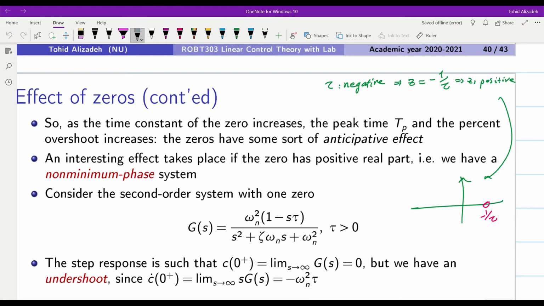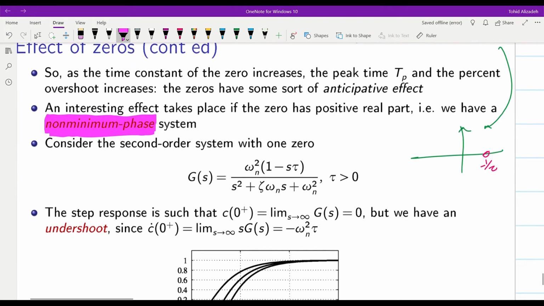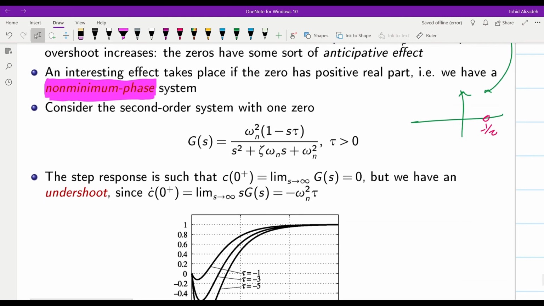We will call our system a non-minimum phase system, so this is something to keep in mind for now. But later we will see why such a system is called non-minimum phase, especially when we talk about the phase of the system, okay? Let's see what happens. If we find out the initial value of the step response, c at 0 plus will be equal to 0 for the second order system with an additional 0, okay?